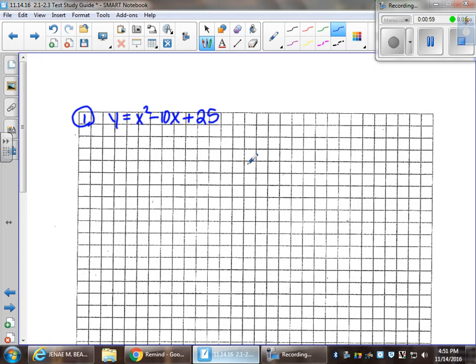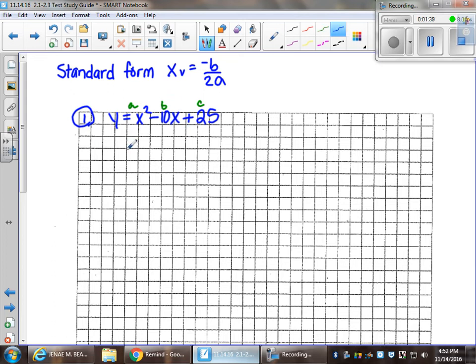Step back for a second and think big picture. What are we being given? What form is this in? This is standard form. So as soon as I know that I have standard form, recall that for standard form, we're going to use that little equation xv equals negative b divided by 2a. That will get us the x value of the vertex. So here, a in front, the coefficient of x squared, is an invisible 1, b is negative 10, and c is positive 25.